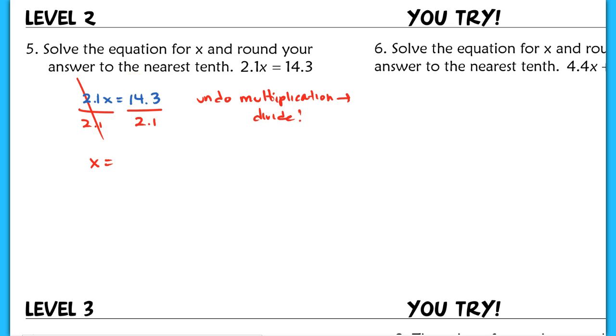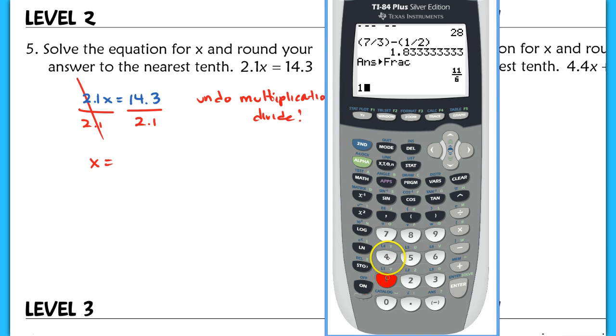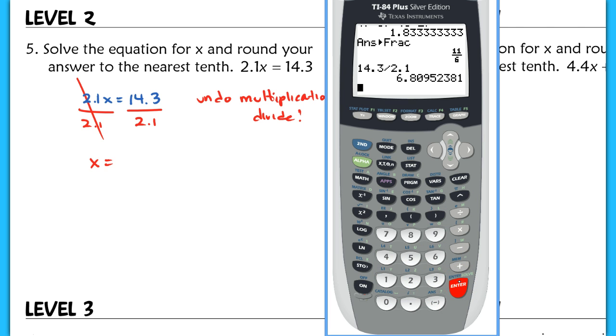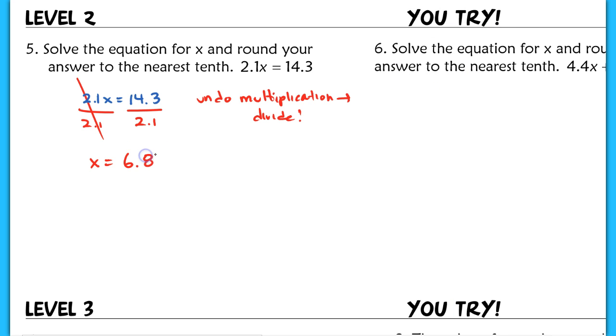So now all I have left to do is in my calculator type in 14.3 divided by 2.1. And my answer is 6.80952 and some other decimal places. But this one says to round your answer to the nearest tenth. Now the tenths place is the place right after the decimal, so here. So what I would look to do is look 1 to the right. If this number is bigger than 5, I round up. If it's smaller than 5, which it is, I keep this number the same. So my answer is 6.8.